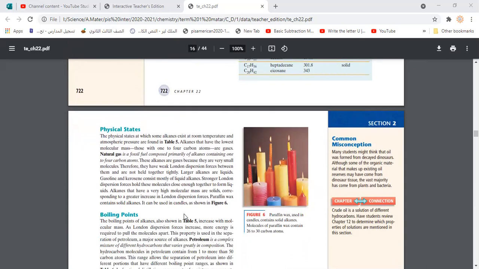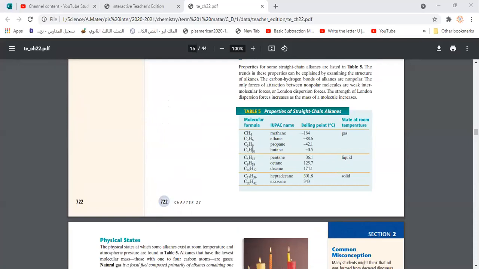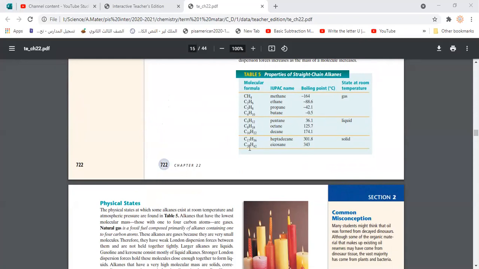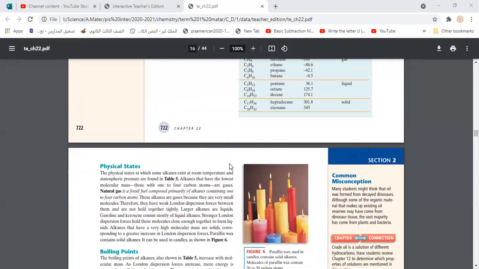So as you can see, the physical states that can exist at room temperature: some of them are gaseous, some are liquid, and some can be solid. That depends on them. For example, butane, the gas we use at home to burn our ovens, is a gas at room temperature. While the large ones, which could be solid like wax, for example, are solid at room temperature.